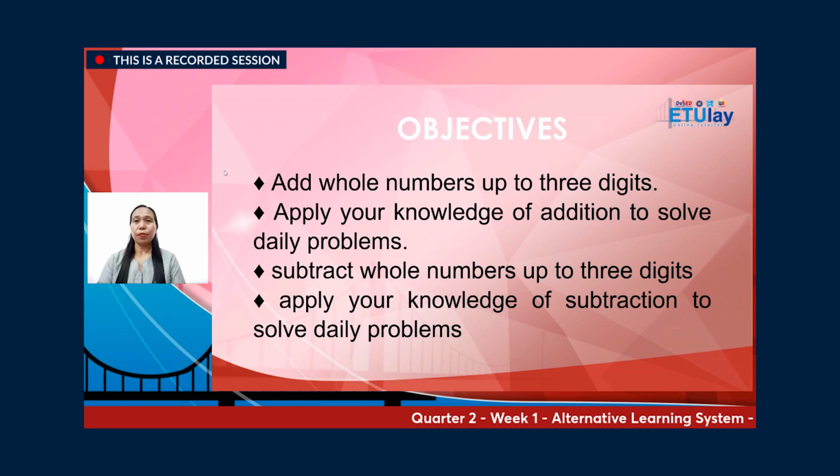The objectives of our lesson for today: first, add whole numbers up to 3 digits. Second, apply your knowledge of addition to solve daily problems. Third, subtract whole numbers up to 3 digits. And apply your knowledge of subtraction to solve daily life problems.